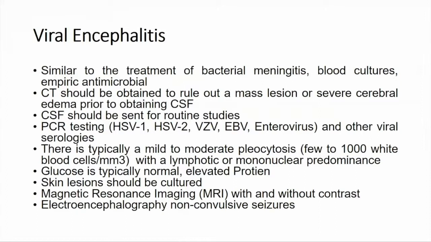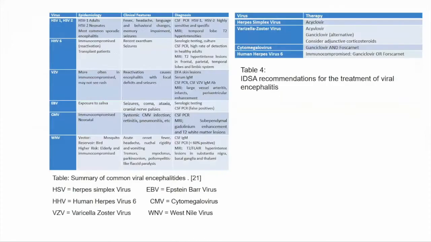Skin lesions may occur with this, which is, of course, a risk for zoster, so you make sure that you culture those. And then magnetic resonance imaging with and without contrast to rule out other types of skin lesion-associated viral infections like herpes 1 and 2. Electroencephalography is also important to rule out non-convulsive seizures. And again, here are some of the agents.